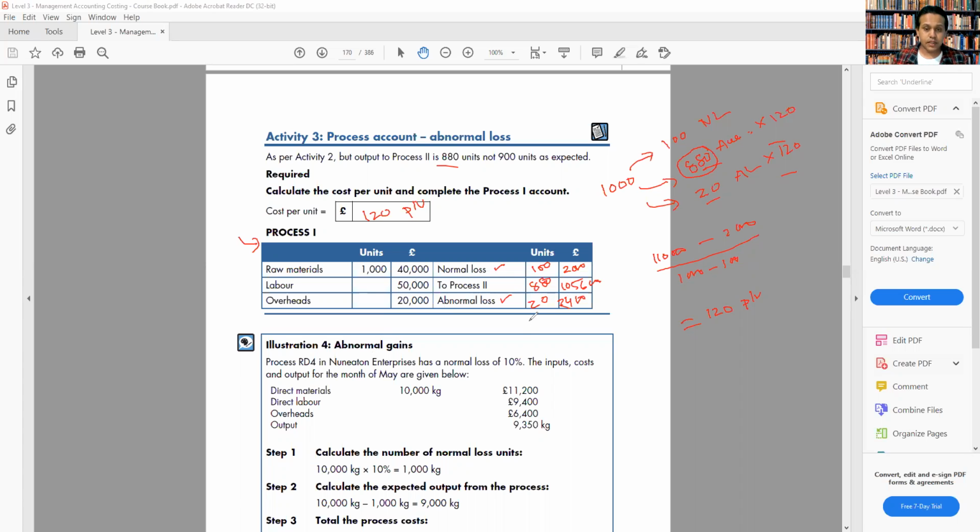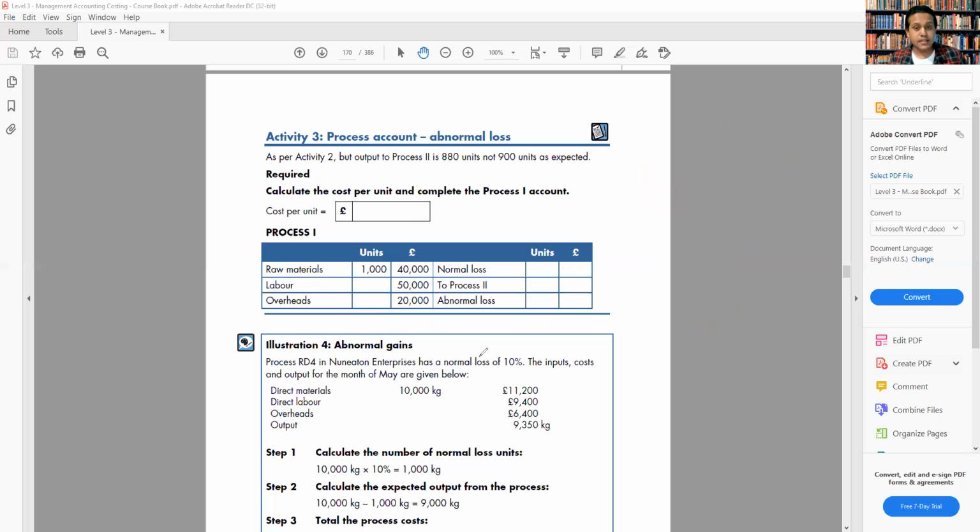Now we have 1000 unit here and the cost is same, 110,000. All right, so let's move to the next one.